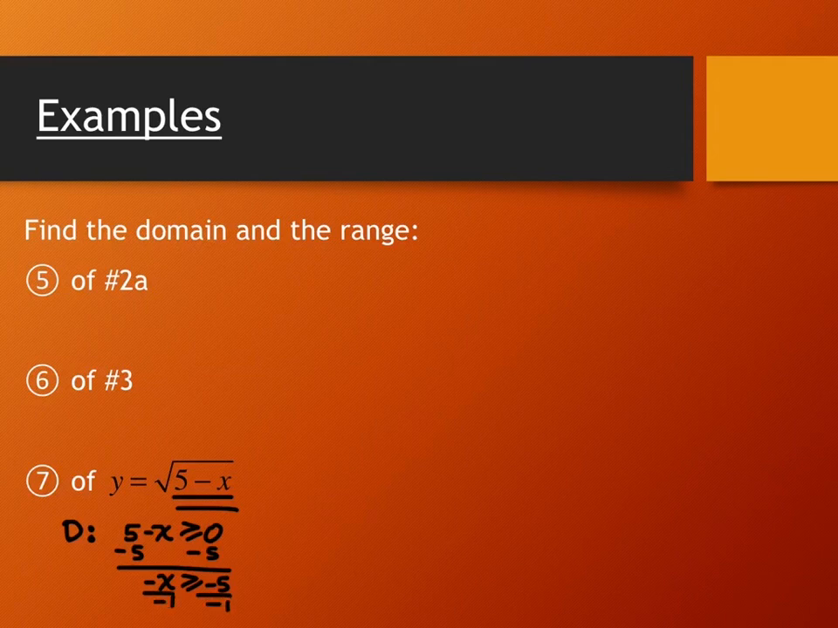Divide by negative 1. What do you have to remember when you divide by a negative? Yeah, you switch the sign. So, oops, I said it and then I didn't do it. So it was greater than or equal to, now it's less than or equal to, and negative 5 divided by negative 1 would be 5. So you can either write the domain from this one as an inequality, x is less than or equal to 5, which is fine. Or if you wanted to write it as an interval, it would be negative infinity to 5 with a bracket. Either of those notations would work.